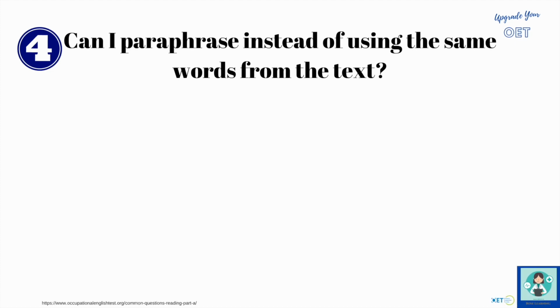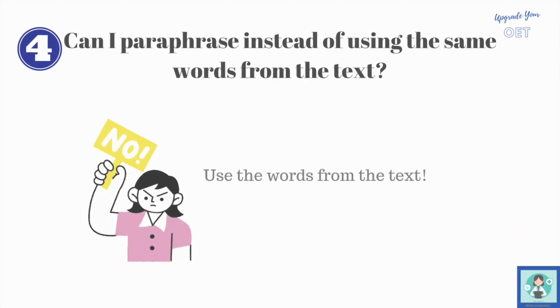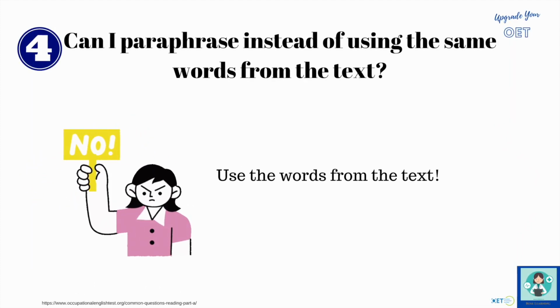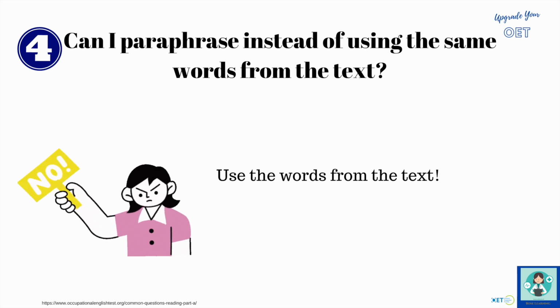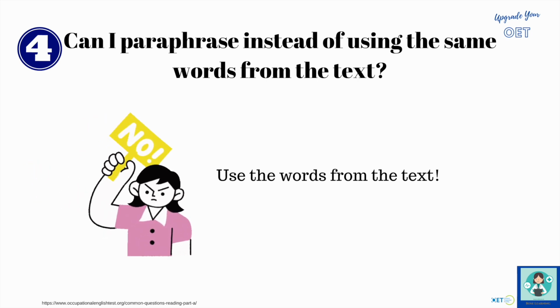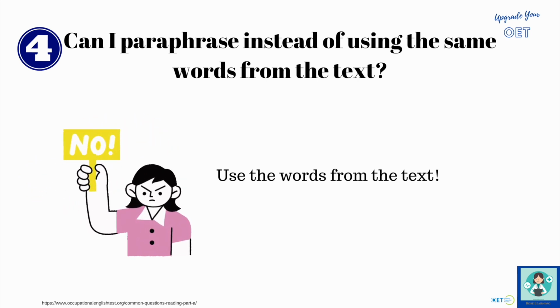Okay, question 4, can I paraphrase instead of using the same words from the text? So can you change the word and write children instead of young adults, for example? Well, the answer is no. Don't do that. Just use the words from the text. Just copy it down. Be accurate, be precise, copy down what the text gives you.